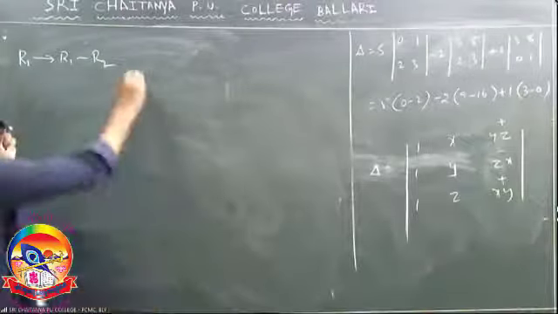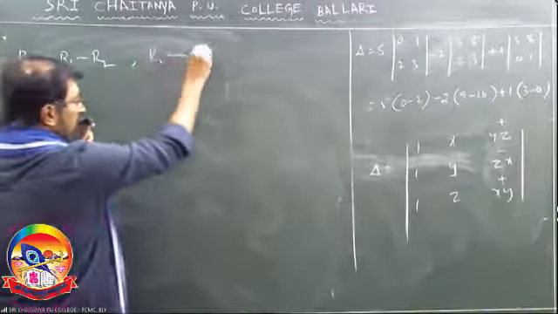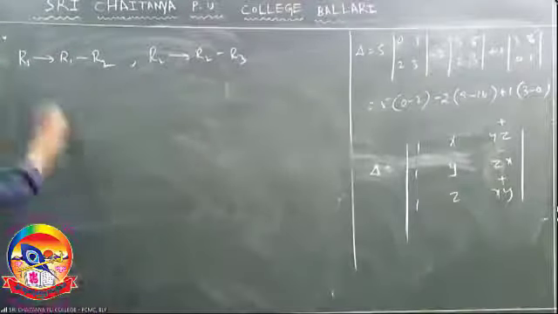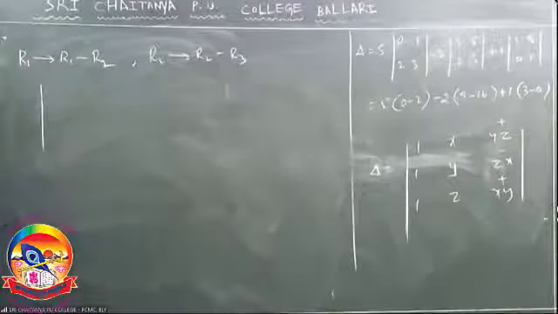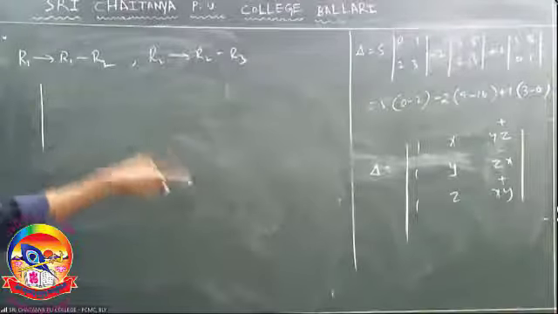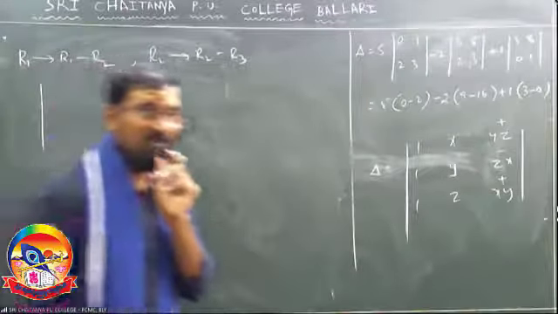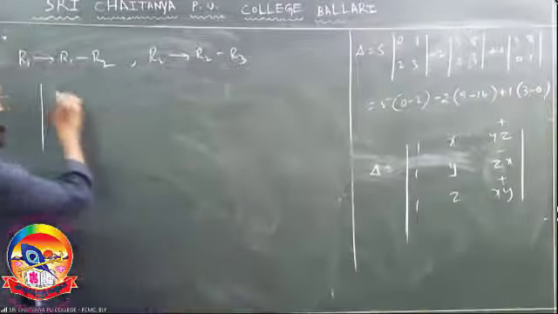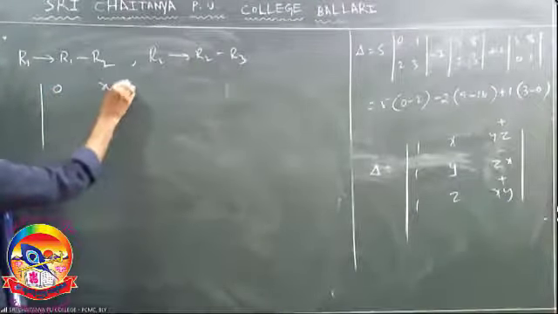After that, R2 changes to R2 minus R3, okay? So what happens? Delta. Okay. R1 is changing to R1 minus R2. What is the first element? Observe here. 1 minus 1, 0. Okay. And the second element becomes x minus y.